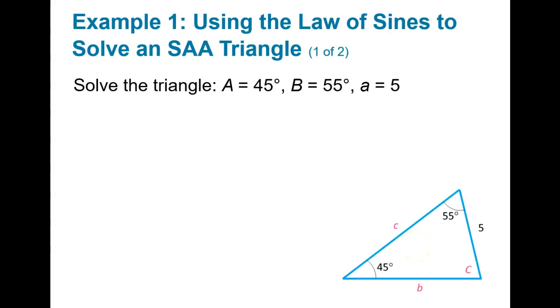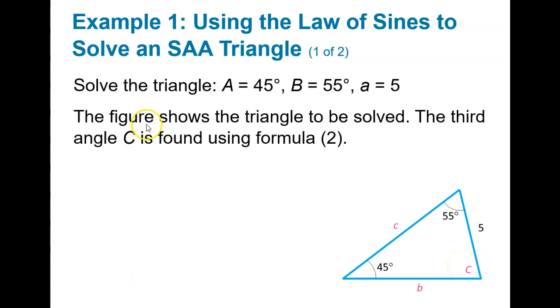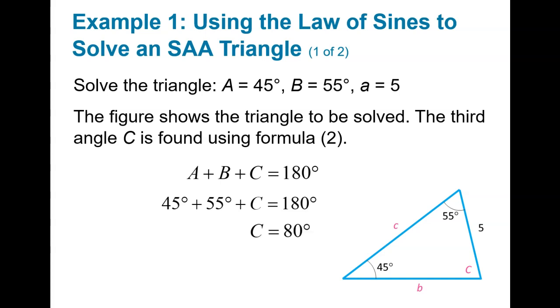All right, all angles inside of a triangle, 45, 55, and then C, they have to add up to 180. So we can start there always. If we give you two angles, we can find the third angle. So 45 plus 55 plus whatever C is equals 180. Do a little math. That means C has to be 80 degrees.